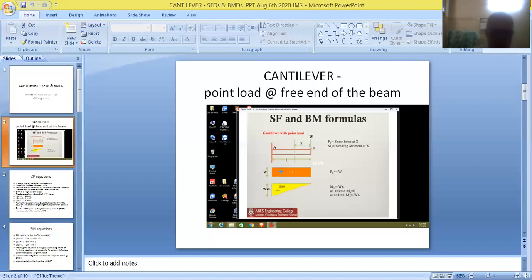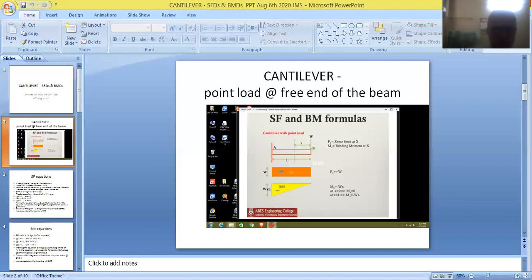So we made the calculations. Those are the calculations pertaining to this particular configuration, this particular problem. So take the values of SF, and very easily we can prepare the SF diagram, and you take the values of bending moments, and we can do the construction of the bending moment diagram.